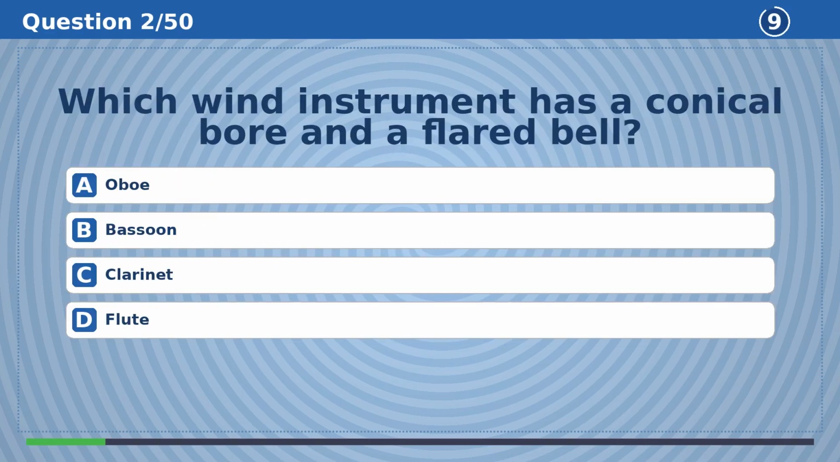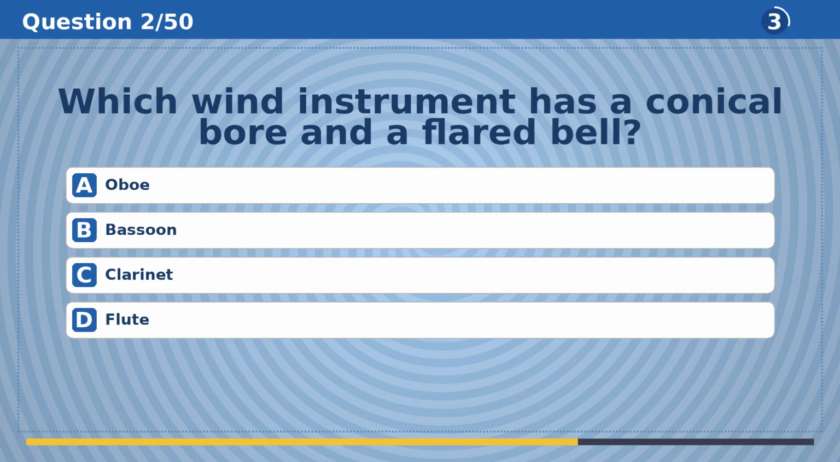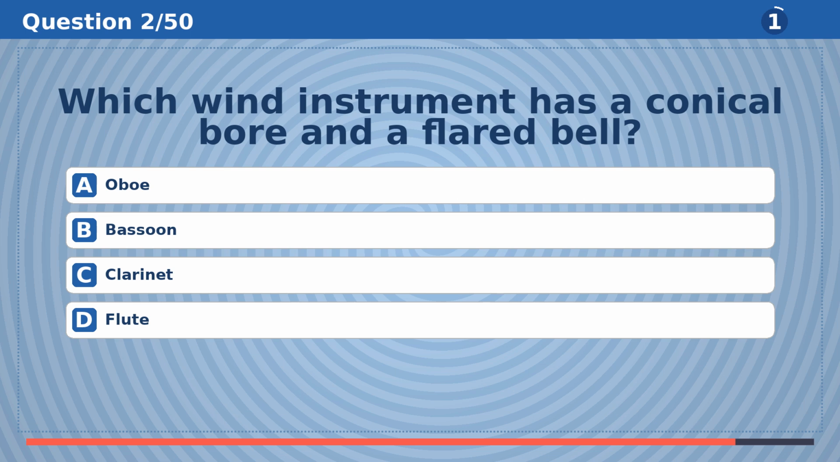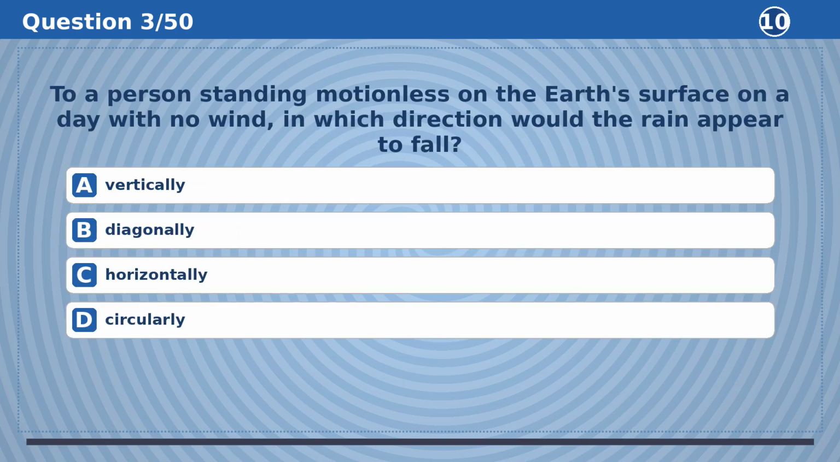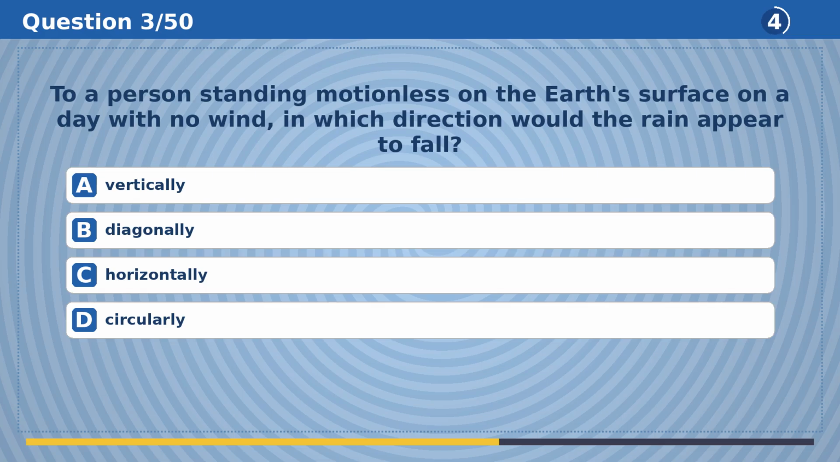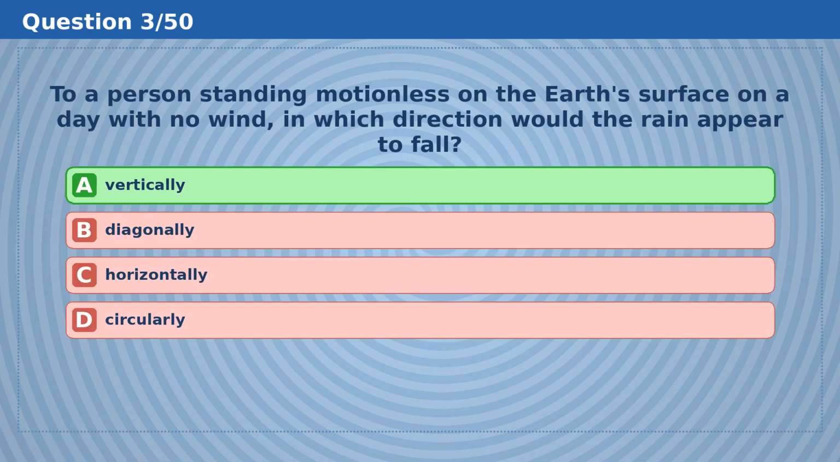Which wind instrument has a conical bore and a flared bell? The answer is B. Bassoon. To a person standing motionless on the Earth's surface on a day with no wind, in which direction would the rain appear to fall? The answer is A. Vertically.